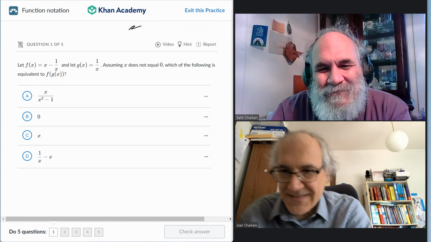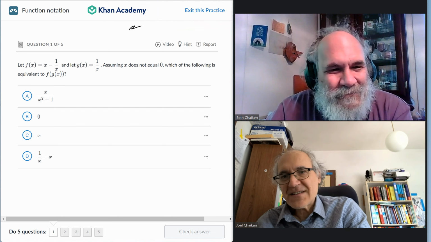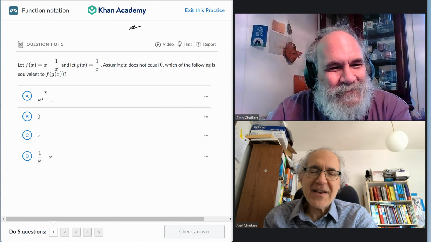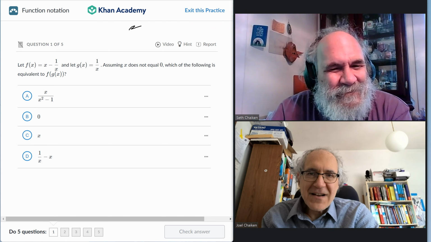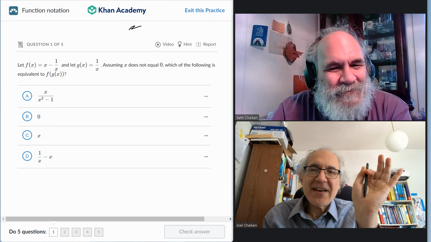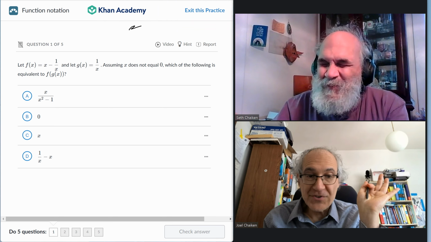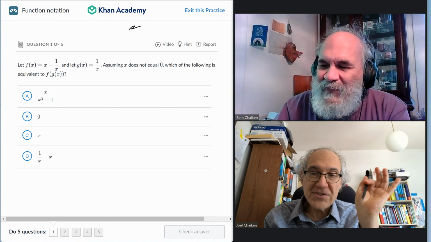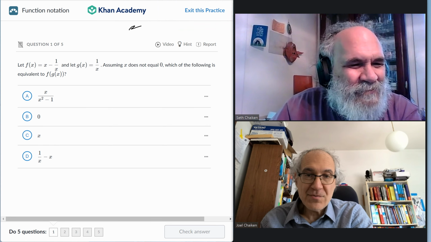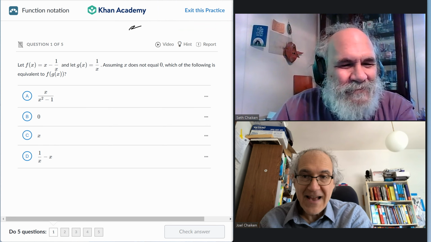So f of x is this type of function, and g of x is another function. Assume x does not equal 0, which of the following is equivalent to f of g of x. So this is a classic composition of function problem. You just raise the white flag and say, I will do what I'm told to do. You just do what you're told to do, and you will probably get the right answer without thinking or questioning too much.